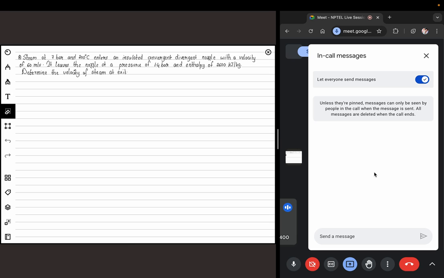So up until now we have been discussing air. Now comes steam, so you might have to refer to the steam tables again. Steam at 7 bar and 200 Celsius enters an insulated convergent-divergent nozzle.